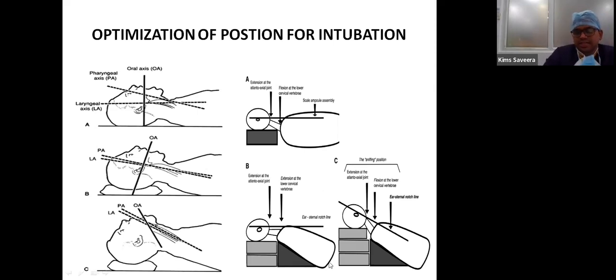This is classically called the ramp position, which we generally use in obese patients, who have difficult intubation and ventilation. We keep 2 sandbags or pillows and make the ramp position, so that the external ear and the sternal notch come in line, so that we can get all three axes into the same line. This is generally used for obese patients with a BMI greater than 26 kg/m².